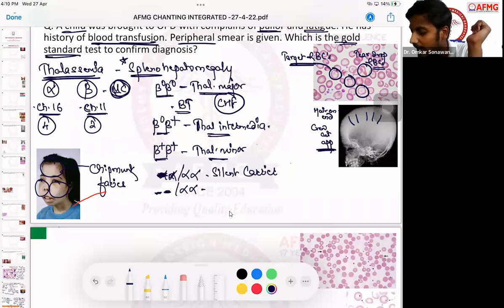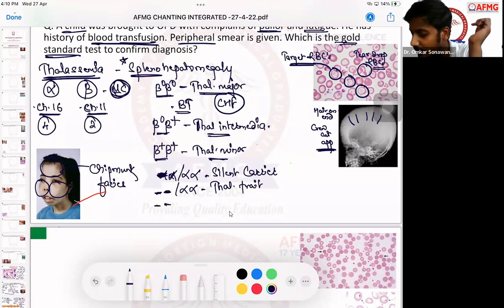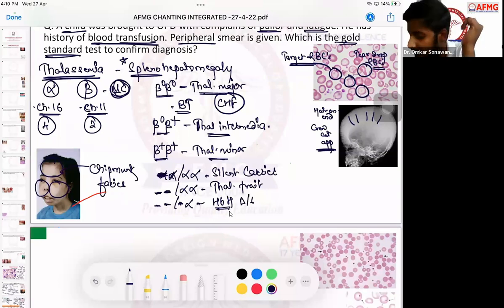So here it would be called, tell me quickly. Very good. Thalassemia trait in the patient. So if 2 alpha globin genes are absent, it is called thalassemia trait. If 3 alpha globin genes are absent, then there would be production of hemoglobin H, and it is called hemoglobin H disease. Whereas if all of the alpha chains are absent, then definitely a gamma 4 tetramer is formed.